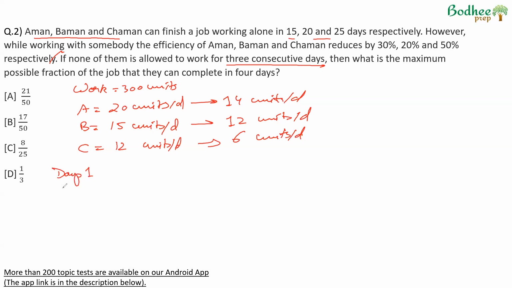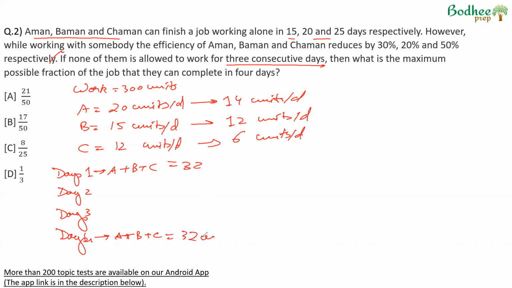So what we can do is day 1, day 2, day 3, day 4. So on day 1, we can make A, B, C, all the 3 work together to maximize work. Similarly, on day 4, we can make all the 3 work together. So the 3 working together will do 14 plus 6, 20 plus 12, 32 units on day 1, 32 units on day 2.